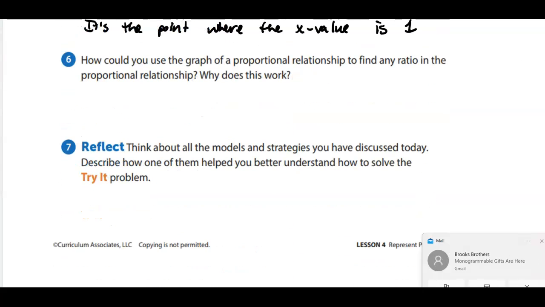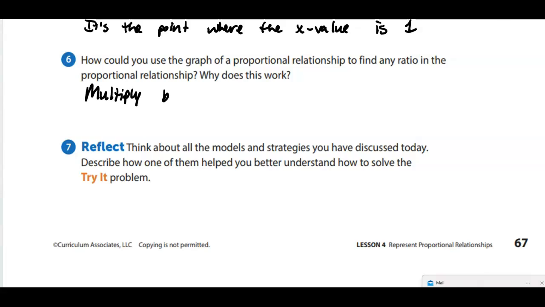And to find any ratio, all we're going to do then is multiply by the constant of proportionality. This works because the entire graph is proportional, right? I can pick any point if I just multiply by the constant of proportionality.